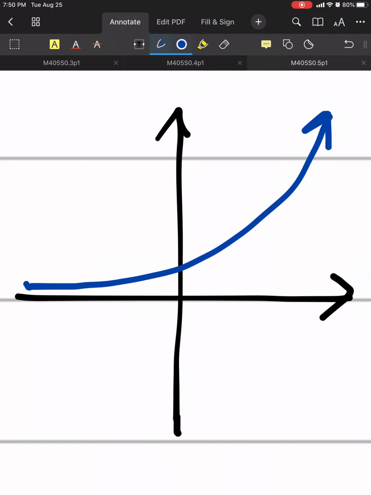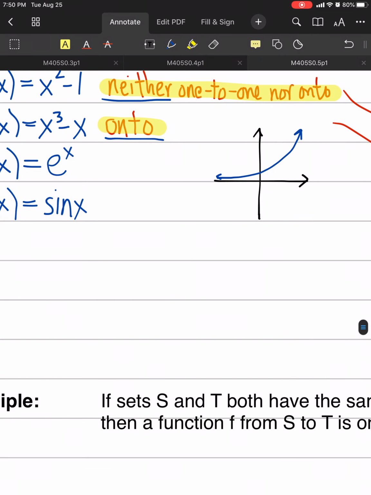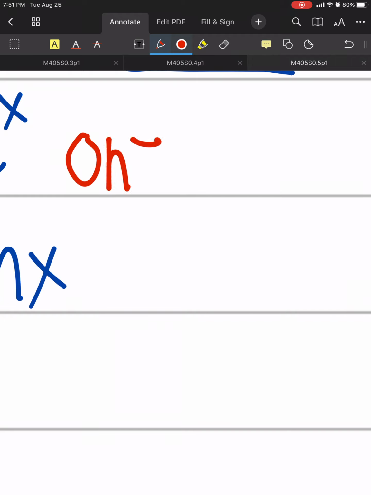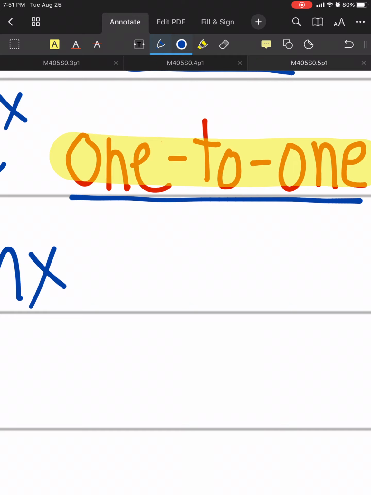The graph looks like this, and we will notice that if we try and draw horizontal lines through this, it never hits more than once. So the function is still one-to-one, but there are places that this graph doesn't touch on the y-axis, anything 0 or below. So what that tells us is this one is just one-to-one. So one-to-one only here. Okay.